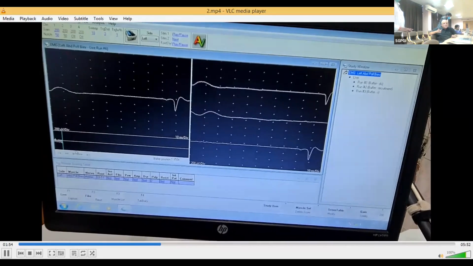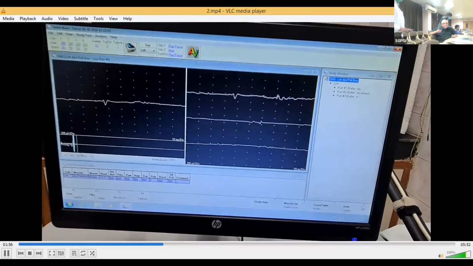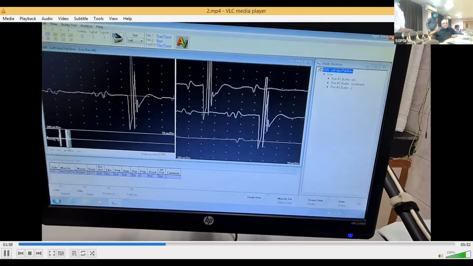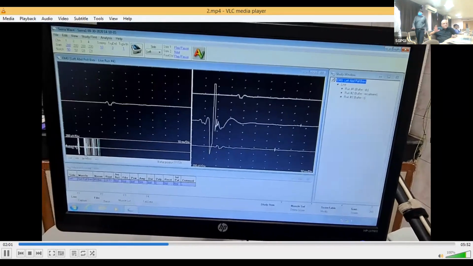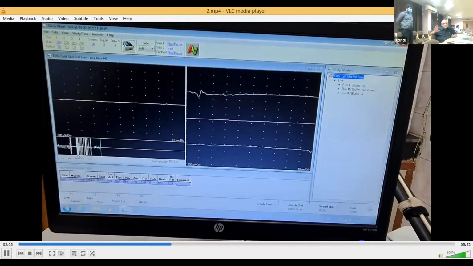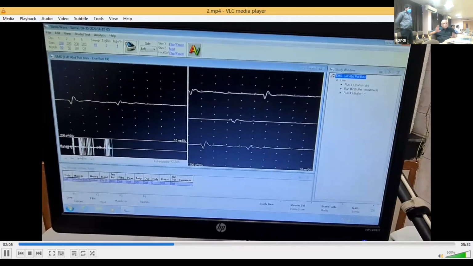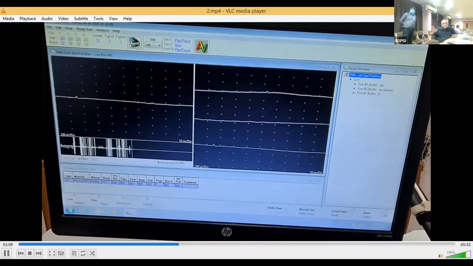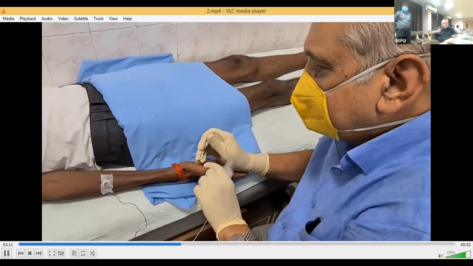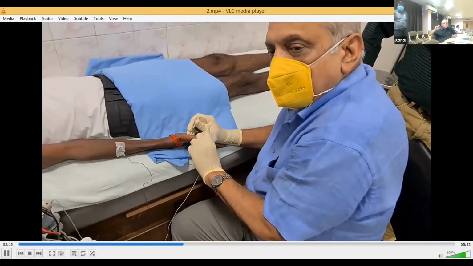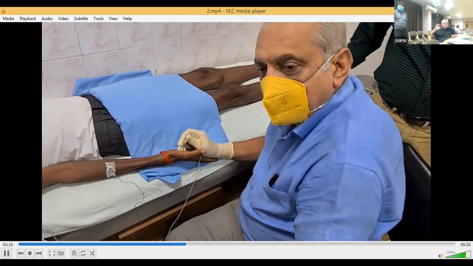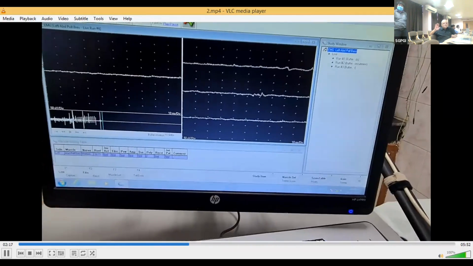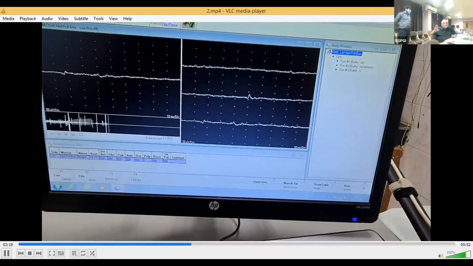Yes, now he's asked to activate. Sound is very polyphasic. So you can see poor recruitment, fast recruitment. Poor interference. So that is done. Now we go to APB. Better polyphasics, better polyphasics.